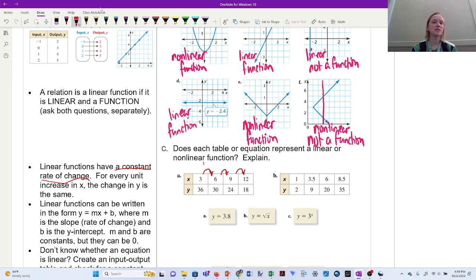Going from 3 to 6, that's adding 3. Going from 6 to 9, that's adding 3. Going from 9 to 12, that's adding 3.